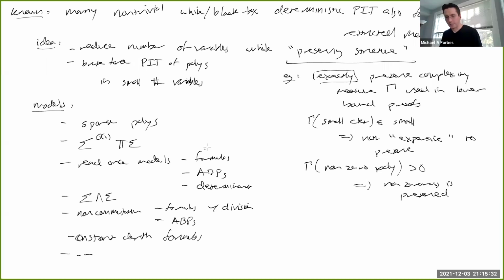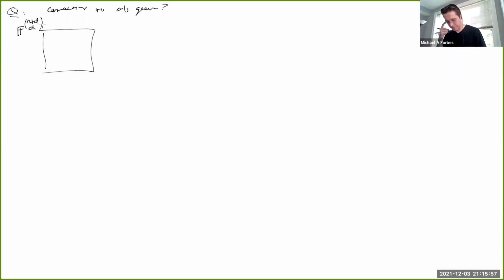Okay, so this is PIT, and the question I want to address is what are the connections to algebraic geometry? The way I want to think about it is, suppose that we have the space of all polynomials in n variables of degree d. We can then look at size-S circuits. This will be the 0 polynomial down in the bottom right corner.